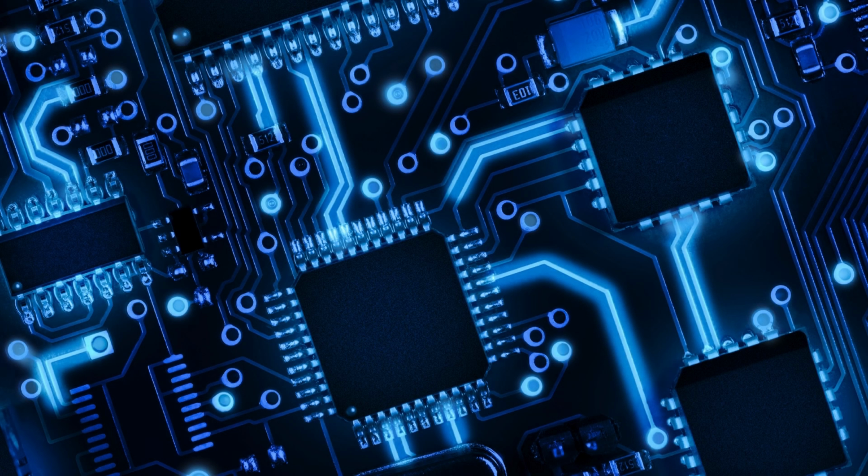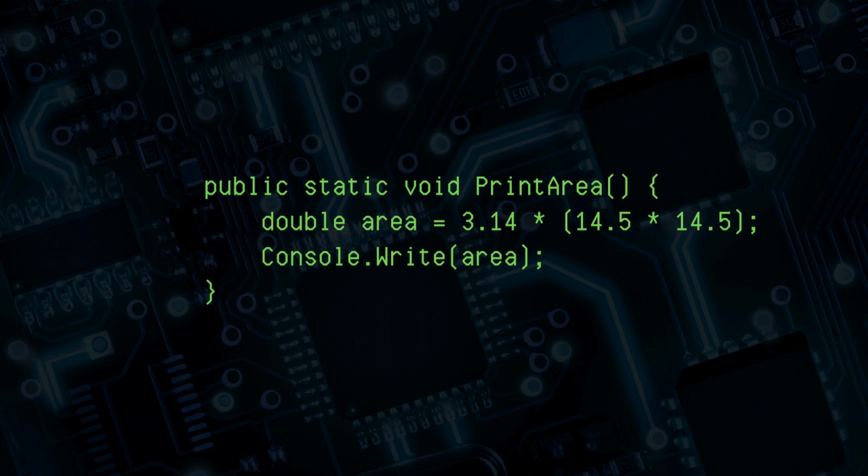We've learned that a method is a collection of code that's grouped together to perform a task or action. Often, a method will need some information to complete that task. For example, consider this method that prints the area of a circle using the formula pi r squared. We'll approximate pi as 3.14, and the radius is 14.5.